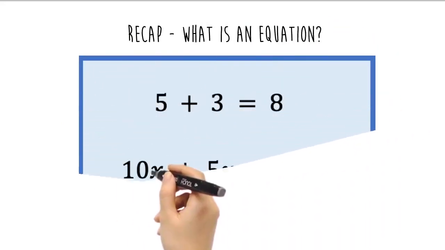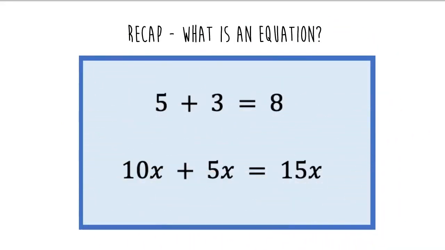Firstly, let's recap what an equation actually is. An equation is a special math sentence that tells us two things are equal. It has two parts on either side of the equal sign. Here are a few examples of equations.